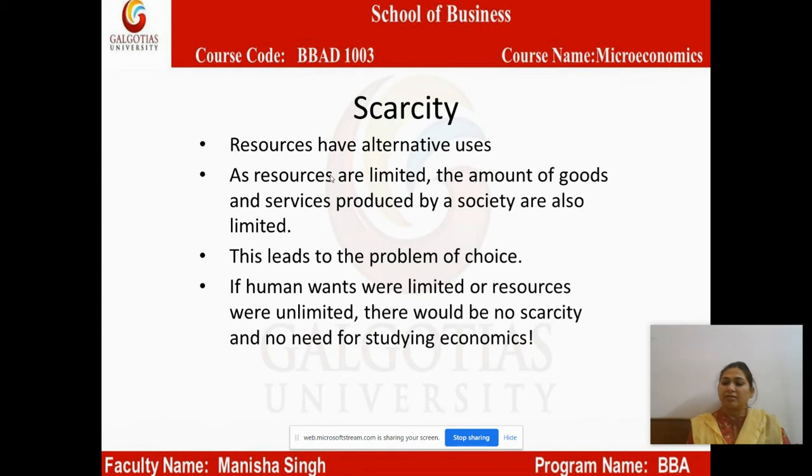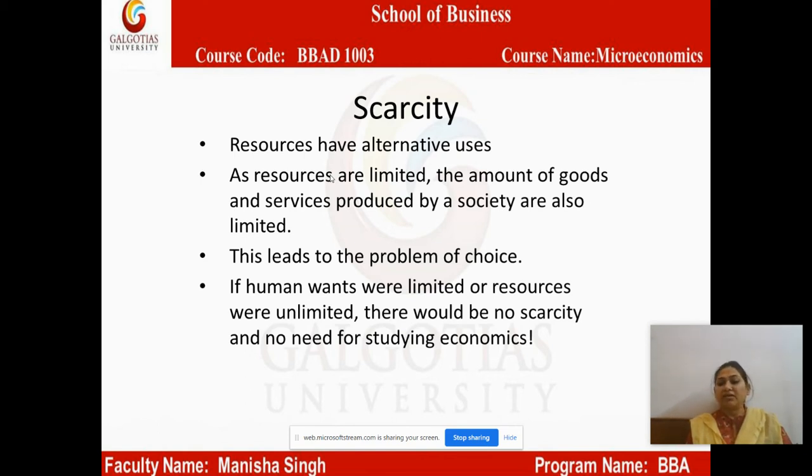This you tell by exercising choice. Okay, so this leads to the problem of choice. What? The limitedness of resources in comparison to the infinite human wants. So, if human wants were limited or resources were unlimited, either way, right?